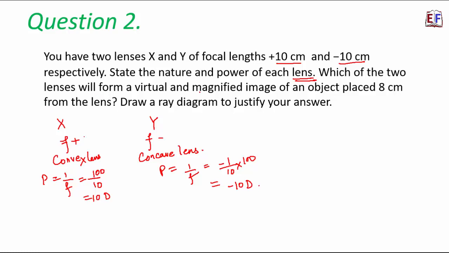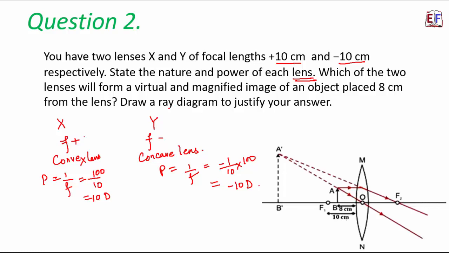Which of the two lenses will form a virtual and magnified image of an object placed 8 cm from the lens? Draw a ray diagram to justify your answer. So that would happen with a convex lens, because in case of convex lens, if you see, focal length is 10 centimeter. Object is placed at 8 centimeter. That means the object is placed somewhere between the optical center and the focus.